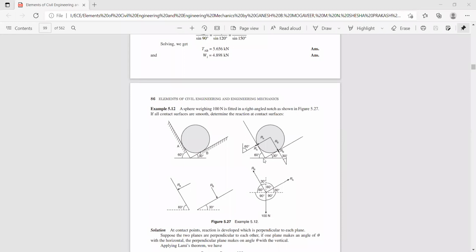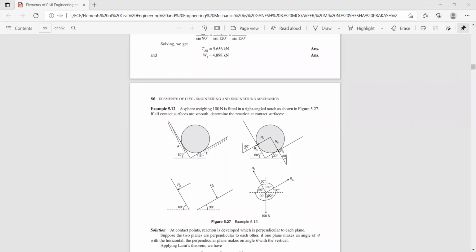Similarly here, RB, correct? So this is 90 and this is 30. So obviously RB makes an angle 60 degree with respect to the horizontal axis. Now once you find these angles, the remaining angles you can find comfortably. If this is 60, obviously this is 30. And if this is 30, obviously this is 60, and these angles being 90 and 90.